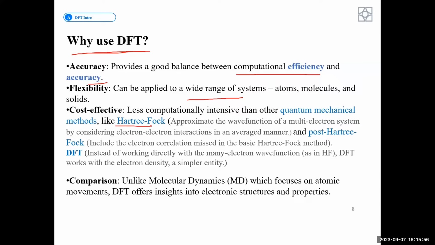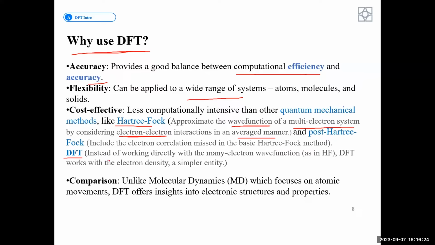to evaluate the wave function, like Hartree-Fock, which approximates the wave function of a multi-electron system by considering electron-electron interaction in an average manner, or post-Hartree, which includes the electron correlation missed in the Hartree-Fock method. This is not important information to know, but just to get introduced to the kinds of methods that are used alongside DFT or other quantum mechanical methods.